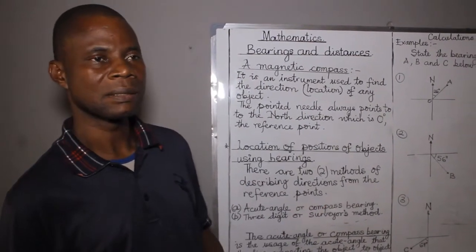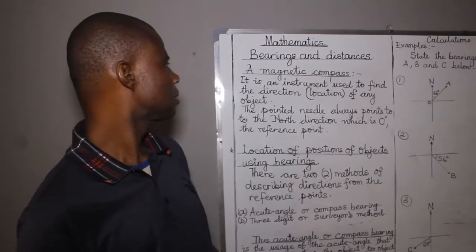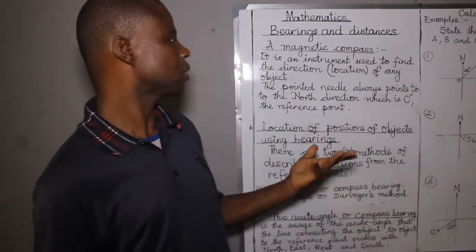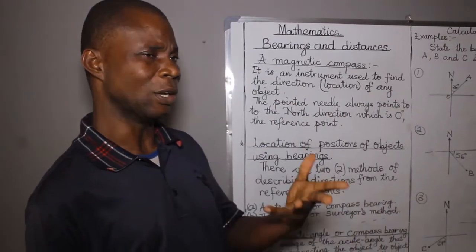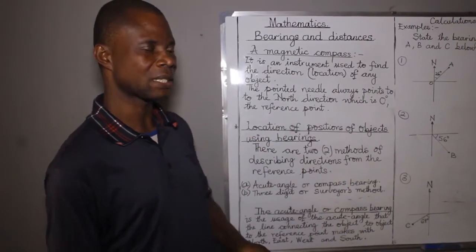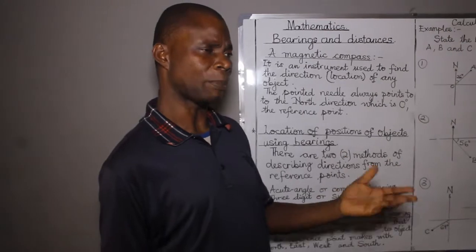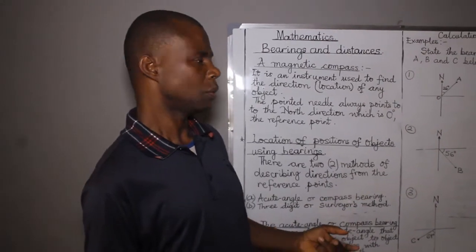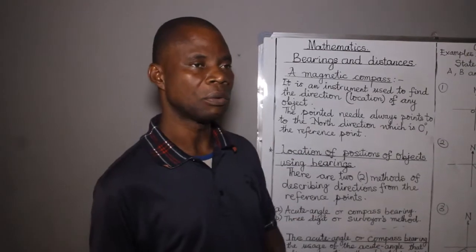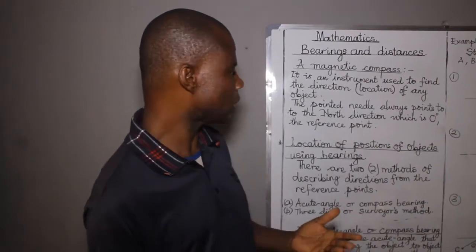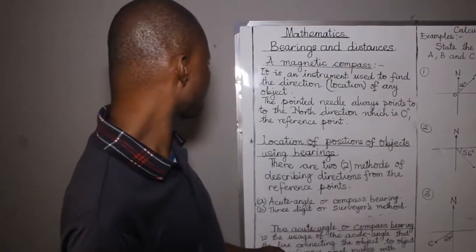It's an instrument. What is the use of a magnetic compass? A magnetic compass is an instrument used to find the direction, that is the location of any object. Who are those who actually make use of it? We have the pilots, we have the sailors, they make use of it. We have the surveyors, the quantity surveyors also make use of it, to mention a few.